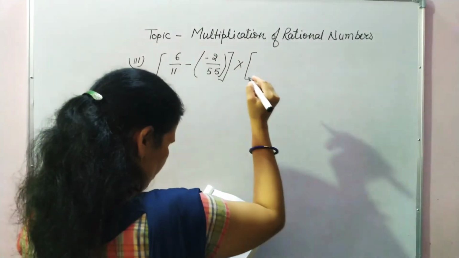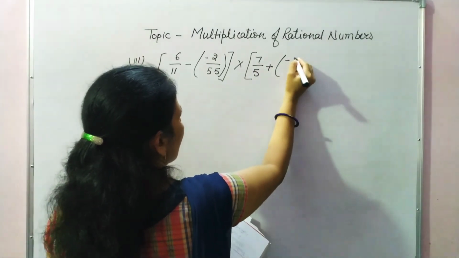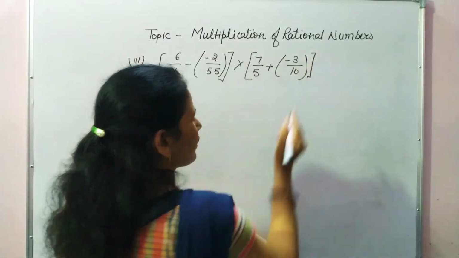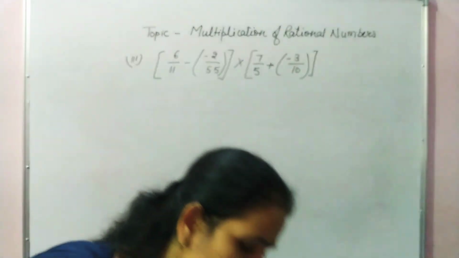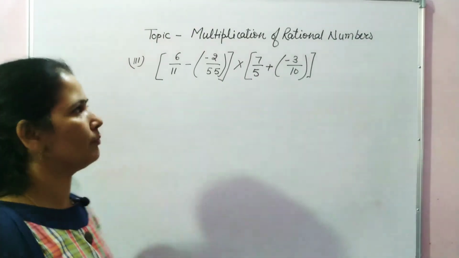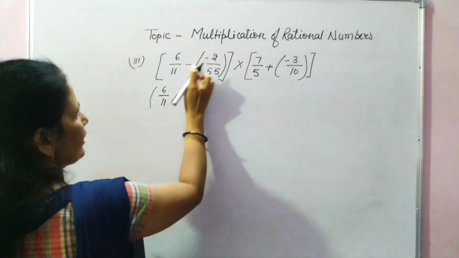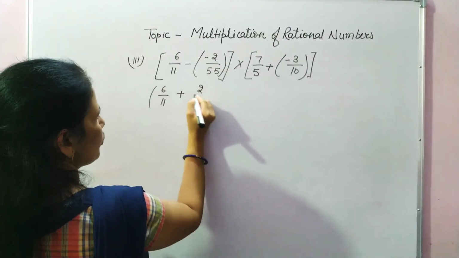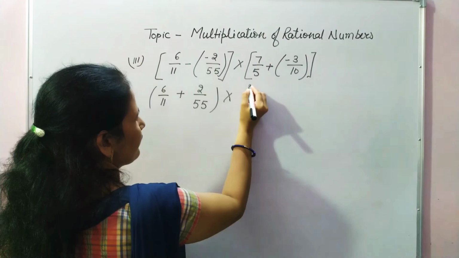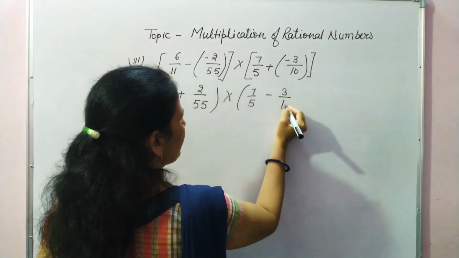multiply 7 by 5 plus minus 3 by 10. This question they have given to us. Same, first we solve these two separately and then after multiply. So here 6 by 11 minus 2 by 55, multiply 7 by 5 plus minus 3 by 10.